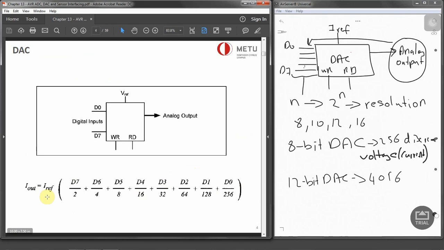And we also have the reference current, which must be applied as an input current reference to pin 14, and generally this is 2 milliamps. So we can easily find out the value of the digital bits by using this formula and easily convert it to analog discrete voltage levels.